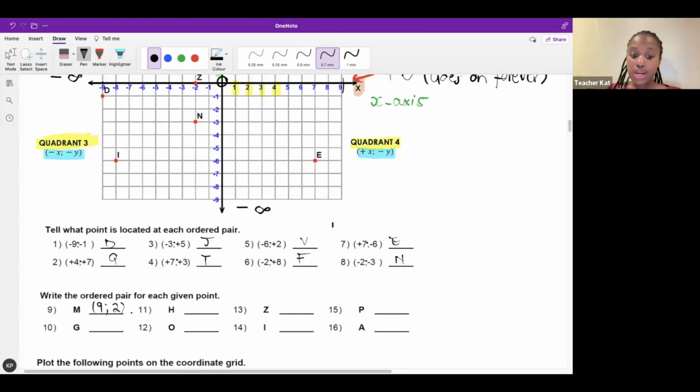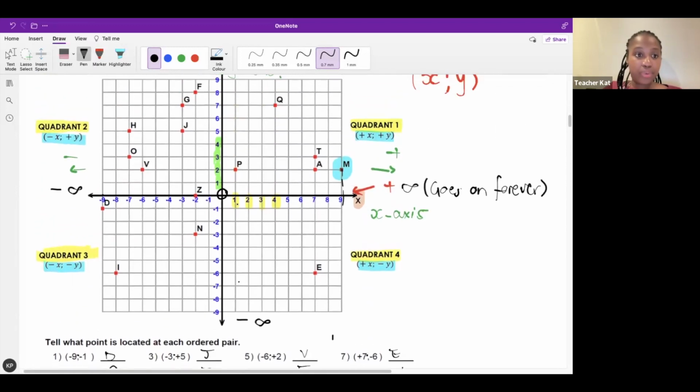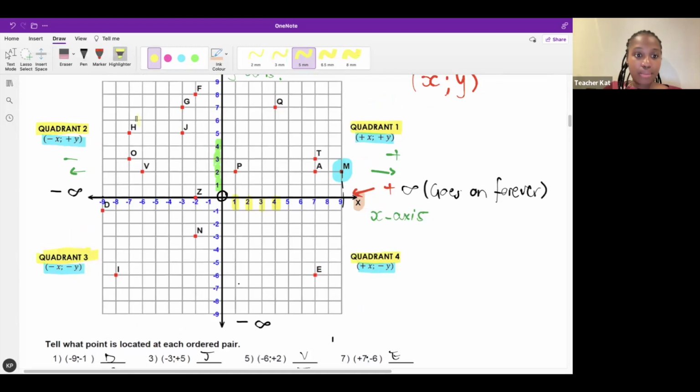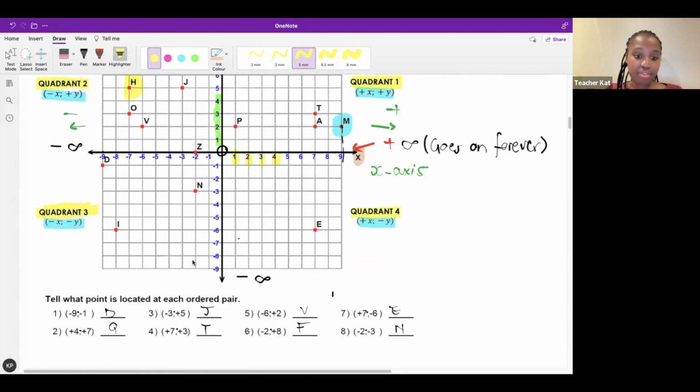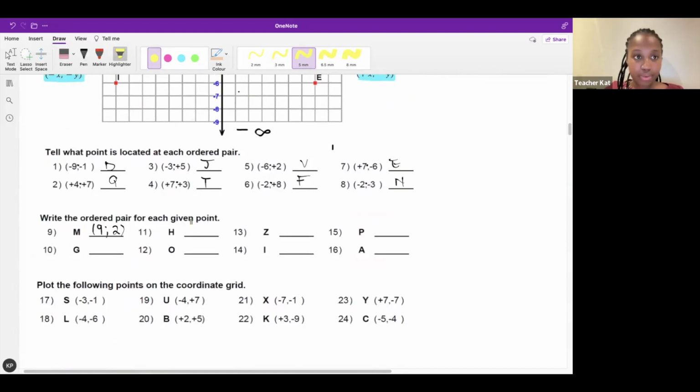I'm just going to do the odd numbers. So number 11, point H. H is right over there. What are the coordinates for point H? H is -7 and 5, and that would be correct.